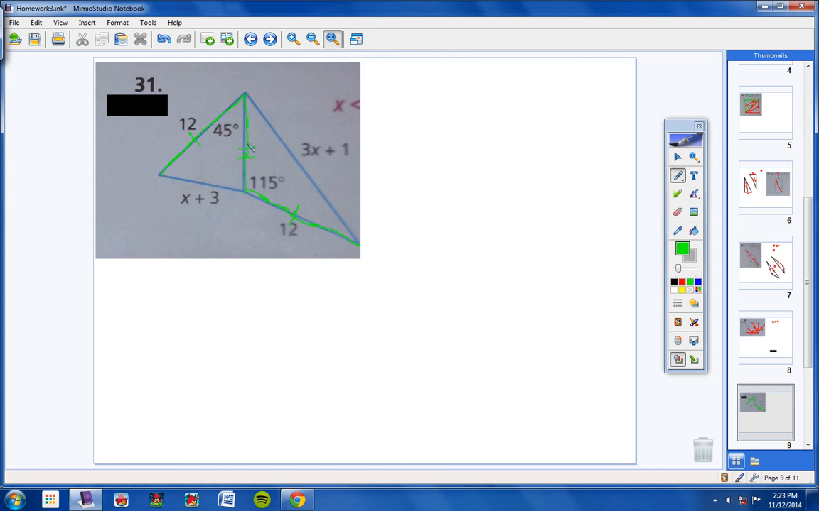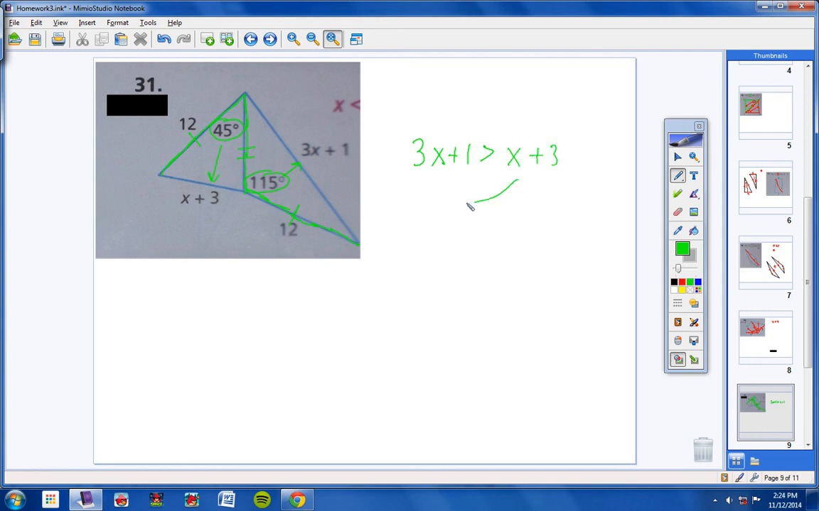Okay? So please listen to me carefully, students. We have two sides of one triangle congruent to two sides of another triangle. Got it? And look at the included angle. One included angle between these two sides is 45. And one included angle between these two sides is 115. So we know that 3x plus 1 has to be bigger than or greater than this side over here, x plus 3. And now solve for x.